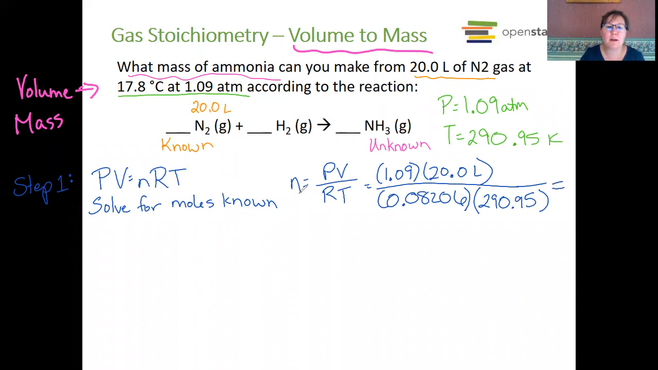In this case, moles of my known are going to be moles N2. So I have 1.09 times 20, divided by 0.08206, divided by 290.95. All right, so this gives me moles of my nitrogen at 0.913, and that's moles N2.